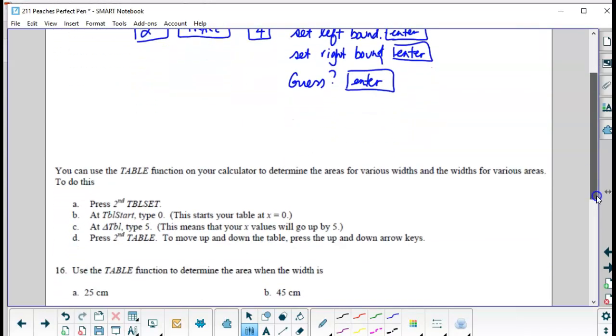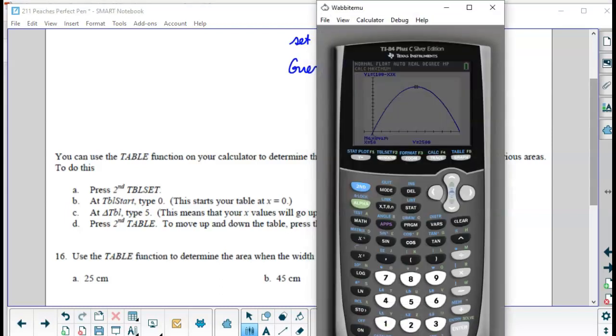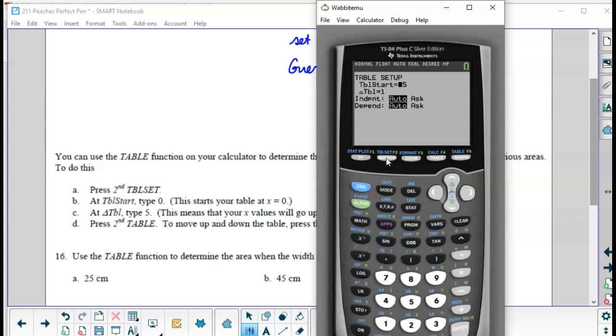Another feature of your calculator, use the table function to determine the areas for various widths and the widths for various areas. So, calculator out. Then it says second table set. If you look at window, it's really second window key, gives you the table set. So it's the setup for a table of values. We want to start at 0. And we want to go up by 5s. Not by 1s, we'll go by 5s. And then leave it as auto for independent and dependent.